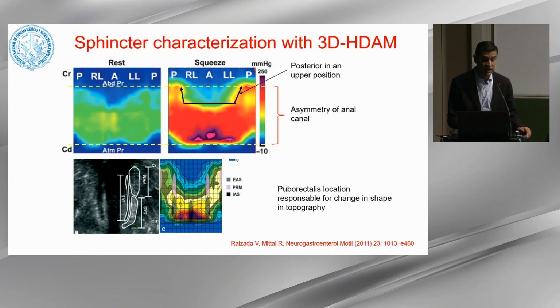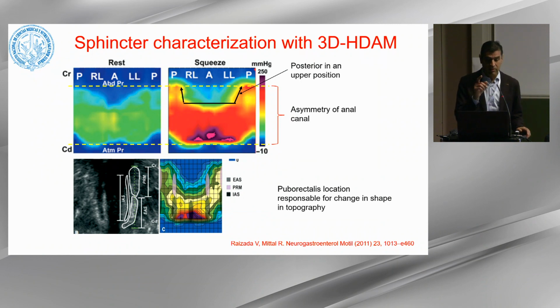Ravi Mittal did this study to better characterize the sphincter using this technology. Here at your left, you can see the resting pressure. There are some differences in the anal canal, but once the patient, in this case a healthy volunteer, did a squeeze, you can see in the posterior part of this topography plot there is an increase, and it's asymmetric. This asymmetry is due to the location of the different structures, as we saw in Dr. Santoro's lecture.